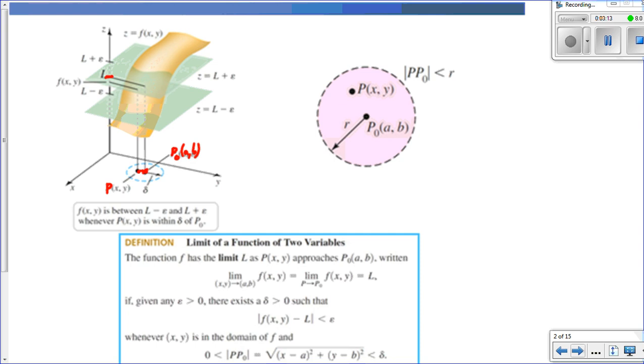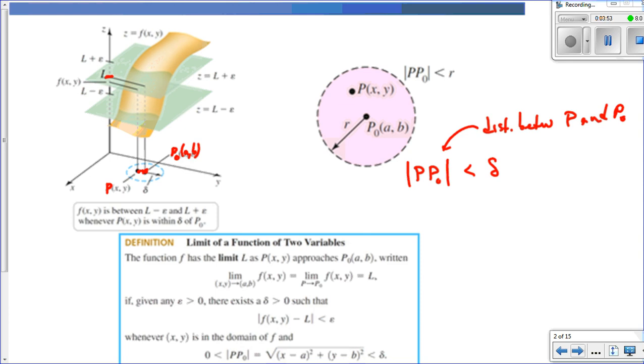So now how do you define getting closer and closer? We want the distance between P naught and P. Now, since P and P naught are points in the plane, the distance could be measured by, I'll just denote it with absolute values around it. This is the distance between P and P naught. So now, that distance to be less than delta means I'm within delta of that point P naught.